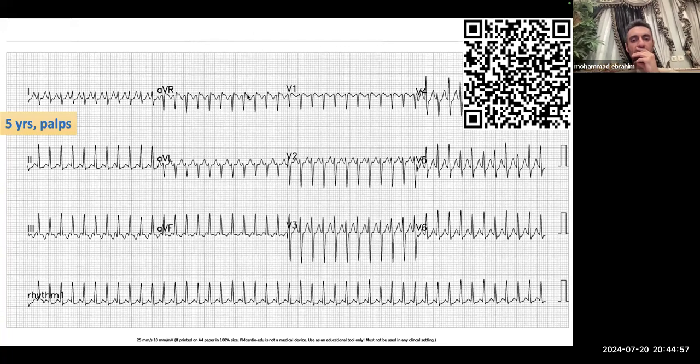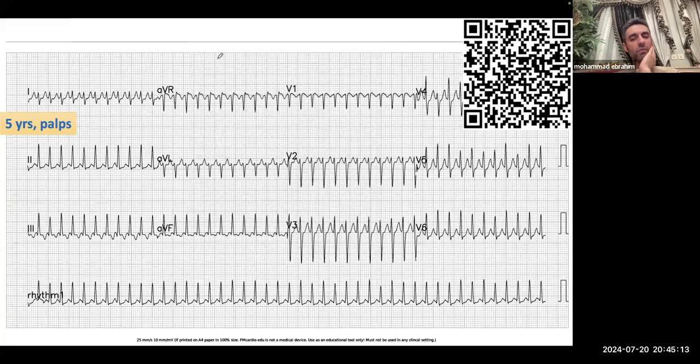Okay, Hiba, you're saying SVT, narrow, no P wave. Okay, I agree. Okay guys, other than Hiba, what about the rest? Most probably SVT. Okay, Layla.